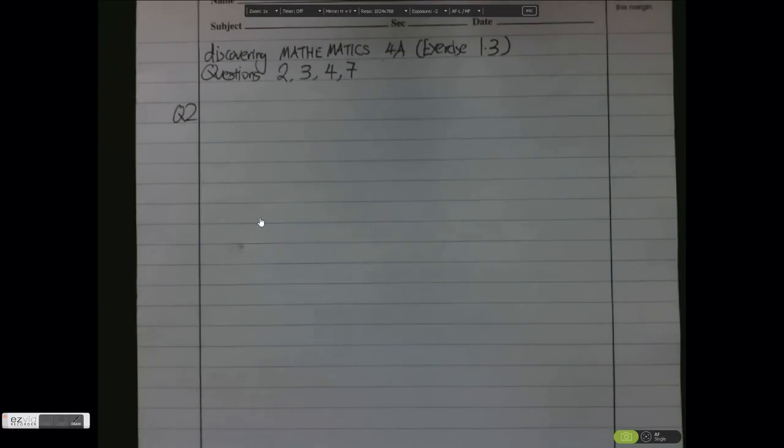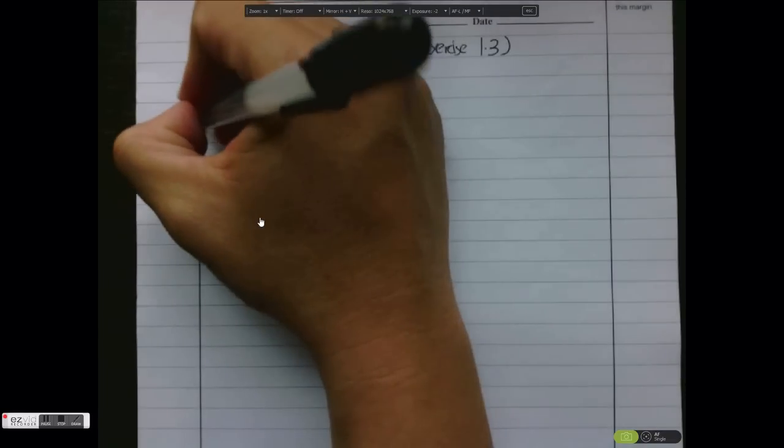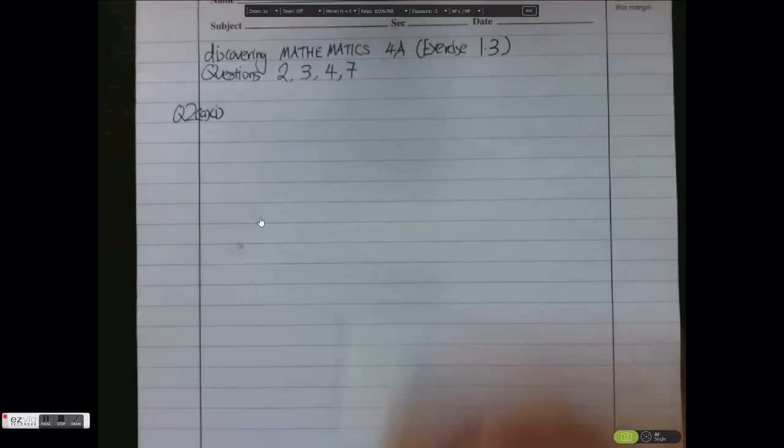Today we'll be doing Discovering Mathematics 4A Exercise 1.3 questions 2, 3, 4 and 7. Okay, we start with question 2 about noise levels in two schools, School A and School B. I will leave out the calculator skills here and just present to you the final answer, but on your own you may like to pause the video now to try to calculate the actual mean and standard deviation for the noise levels in School A and School B.